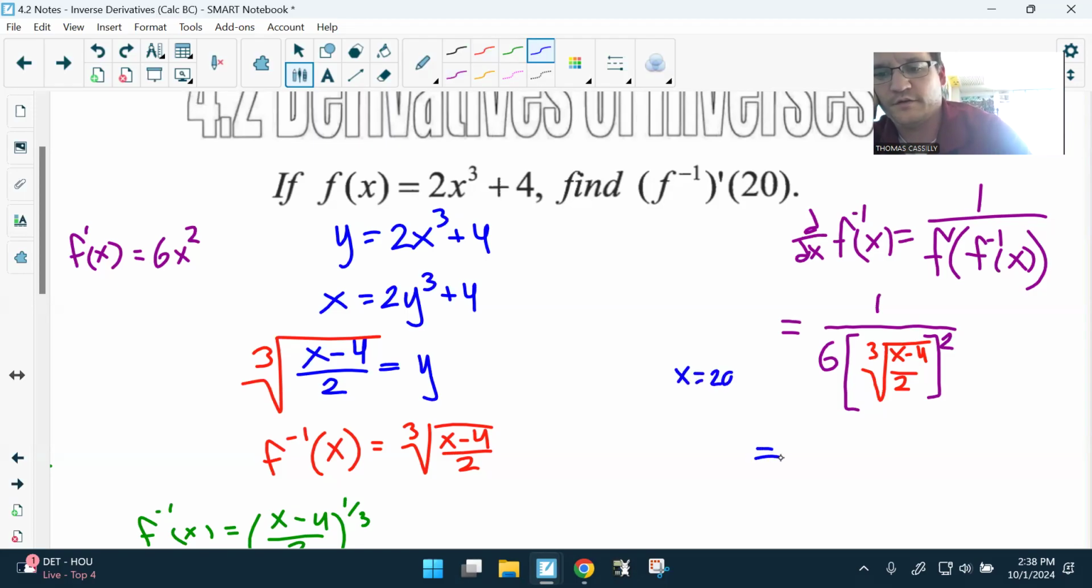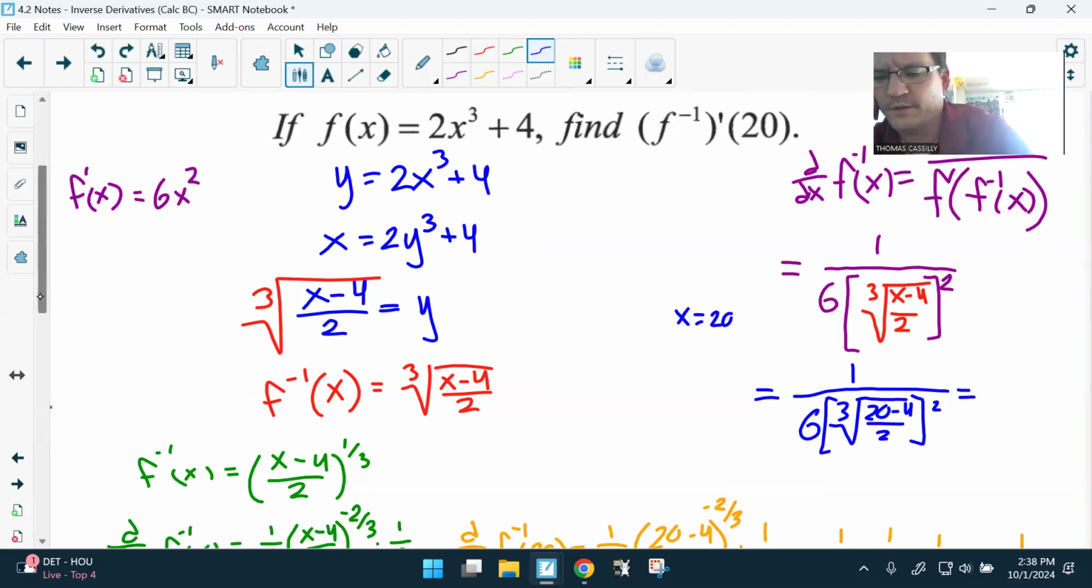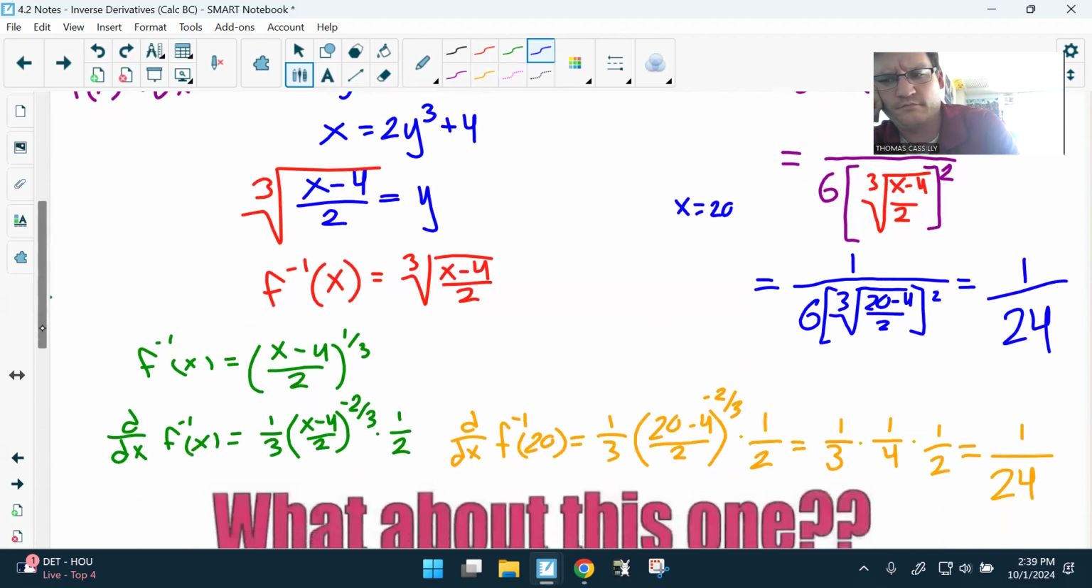So that gives us 1 over 6 times the cube root of 20 minus 4 all over 2. And then squaring that. I think we're onto something here. So let's see here. 20 minus 4, 16, that's 8. Cube root of 8 is 2. 2 squared is 4. And then 4 times 6 is 24. So that gives us 1/24, which I think is what we got last time. So let's see. Yeah, all right.